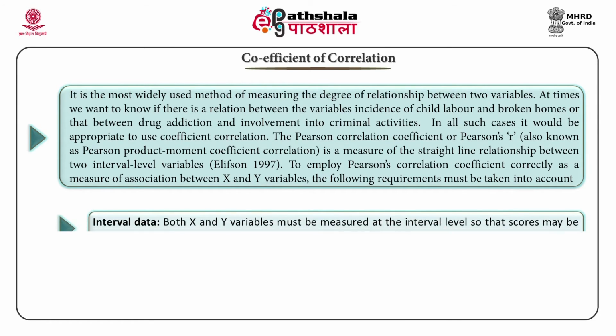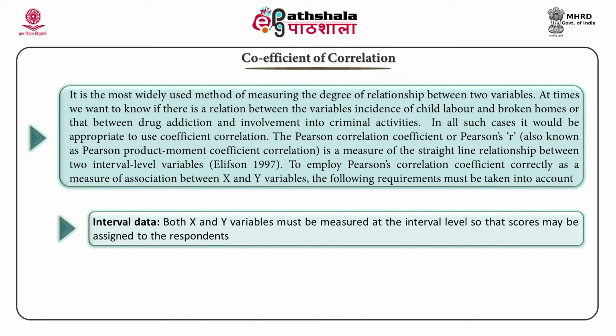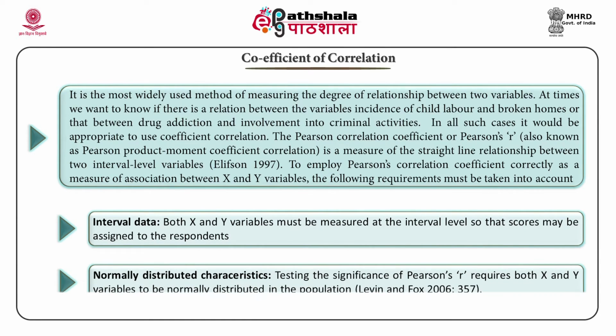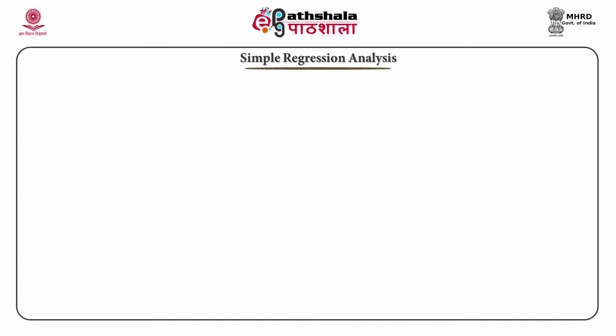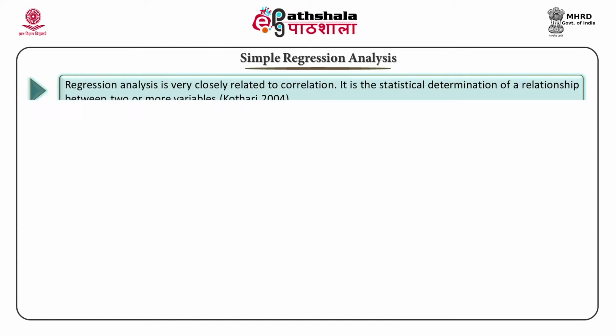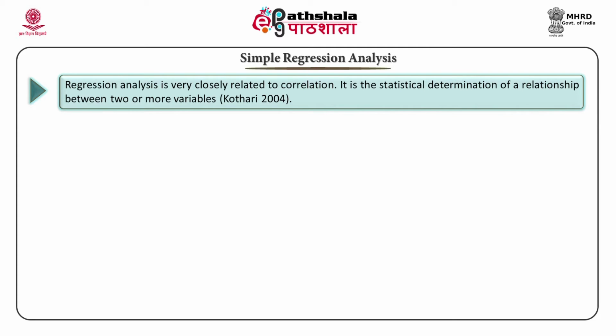Both x and y variables must be measured at the interval level, and testing the significance of Pearson's R requires both x and y variables to be normally distributed in the population. Second, we come to simple regression analysis. Regression analysis is very closely related to correlation. It is the statistical determination of a relationship between two or more variables.